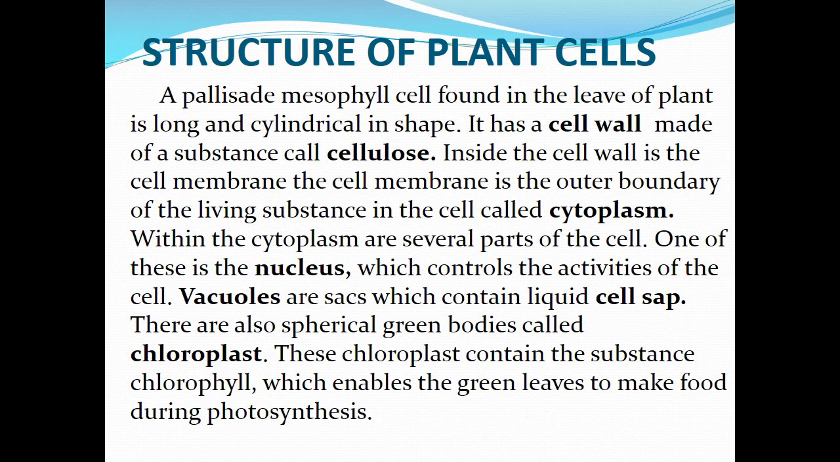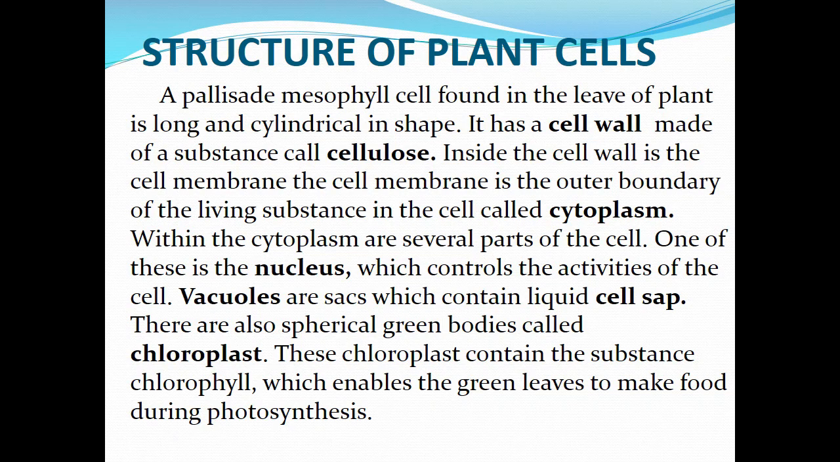We say the plant cell is cylindrical in shape, and it has an outer wall called the cell wall, which contains cellulose. And the next is the cell membrane, which bounds the cytoplasm. The cytoplasm has several parts, and one of them is the nucleus, which controls the activities of the cell. So the function of the nucleus is that it controls the activities of the cell.